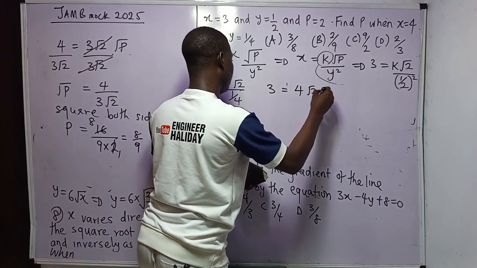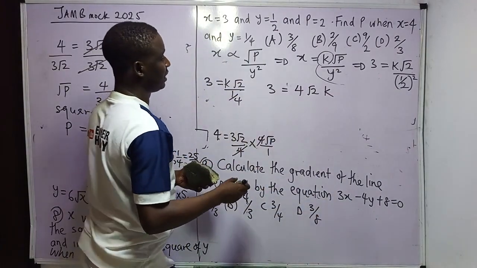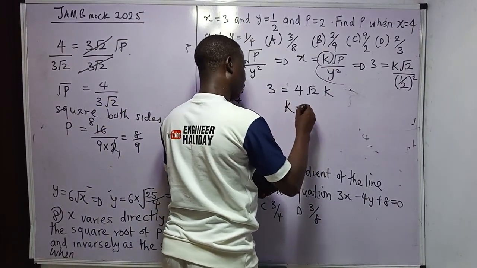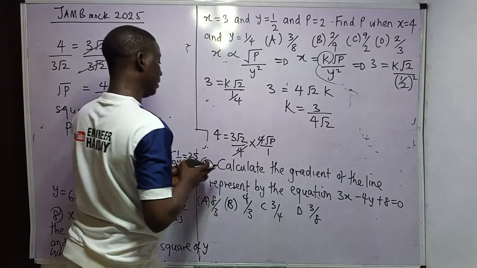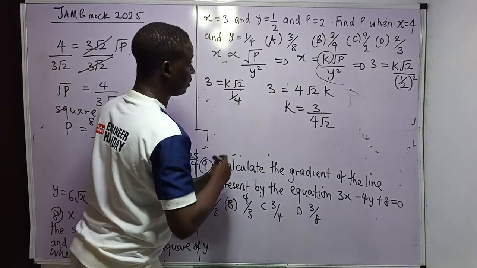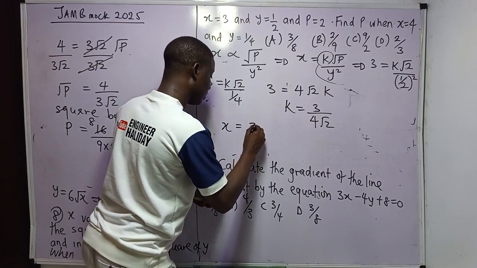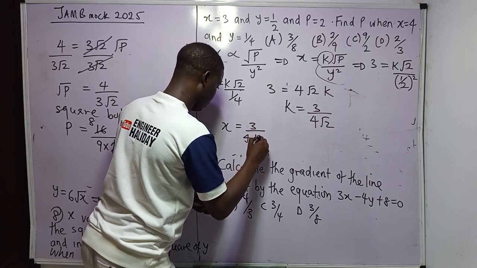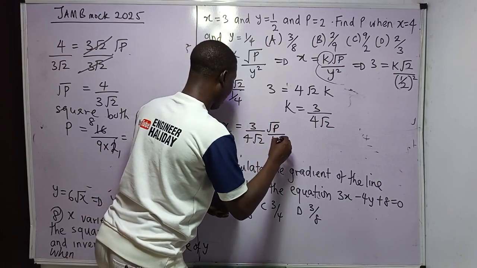4 root 2 k. So what do you now do? You divide both sides by k and 4 root 2. We will have k is equal to 3 over 4 root 2. That is your k. So your relationship now will be S equals 3 over 4 root 2, root P over Y squared.